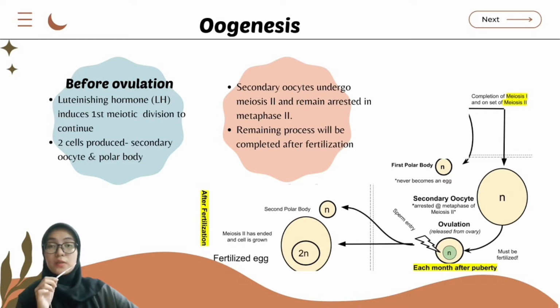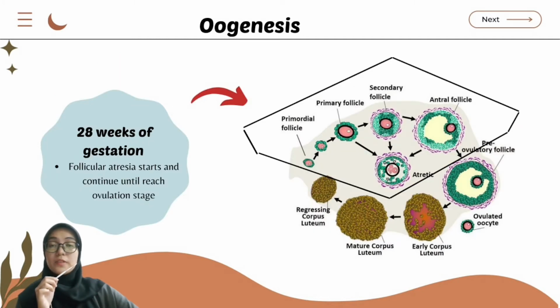As a result, 2 cells are produced, which are the secondary oocyte and the polar body. Secondary oocytes will undergo meiosis 2 and remain arrested in metaphase 2. The remaining process will be completed after fertilization. At 28 weeks of gestation, follicular atresia starts. At birth, there are only 1 million oocytes present in the ovary. Atresia will continue throughout adult life, and only 300 to 400 oocytes will reach the ovulation stage.